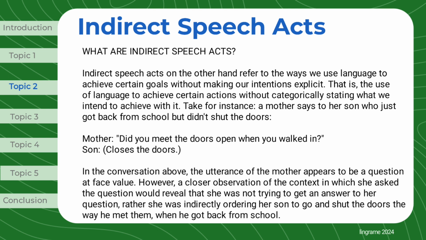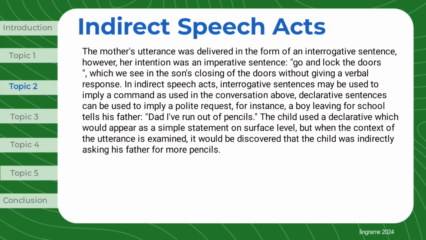Son closes the doors. In the conversation above, the utterance of the mother appears to be a question at face value. However, a closer observation of the context in which she asked the question would reveal that she was not trying to get an answer to her question. Rather, she was indirectly ordering her son to go and shut the doors the way he met them when he got back from school. The mother's utterance was delivered in the form of an interrogative sentence. However, her intention was an imperative sentence: "Go and lock the doors," which we see in the son's closing of the doors without giving a verbal response.